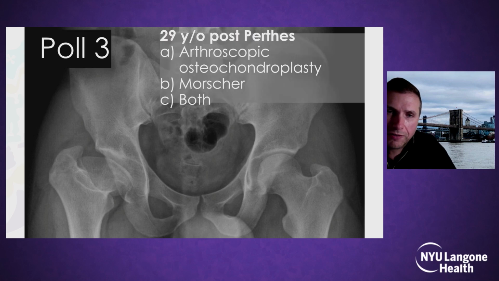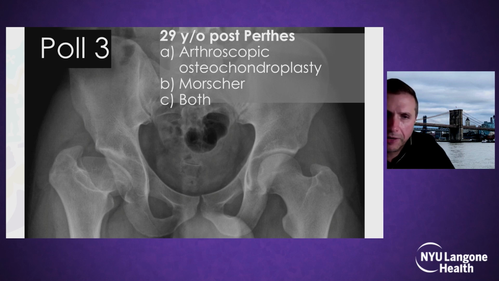Even though it's non-spherical, it's actually congruent. So we get one more poll. Let's see if this one's working, because the poll didn't work for the last one. 29-year-old, post-Perthes, symptomatic on the right side. He does manual labor for a living. And you get three options: an arthroscopic osteochondroplasty, a modified Morscher osteotomy, which I'll talk about, or both of these.